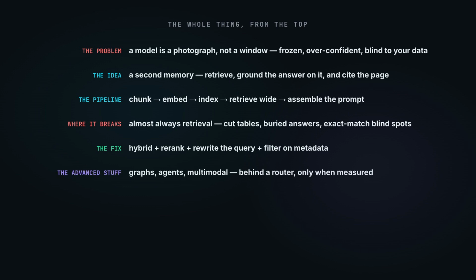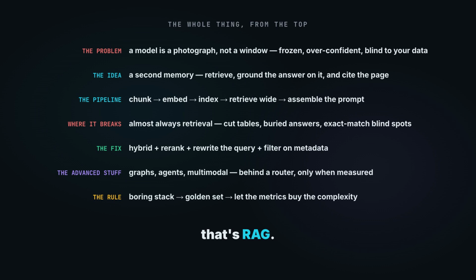The expensive aisle: graphs, agents, and multimodal. All of it kept behind a router, and none of it added until a measured failure actually demands it. And holding all of it together, the one rule: build the boring stack first. Build a golden set to measure it, and let the metrics, not the trends, buy every piece of complexity you add. That's RAG, not the demo, not the trend chasing, but the way it's actually built.